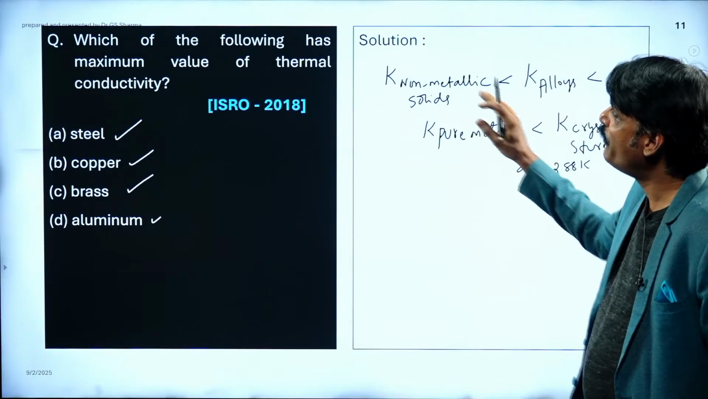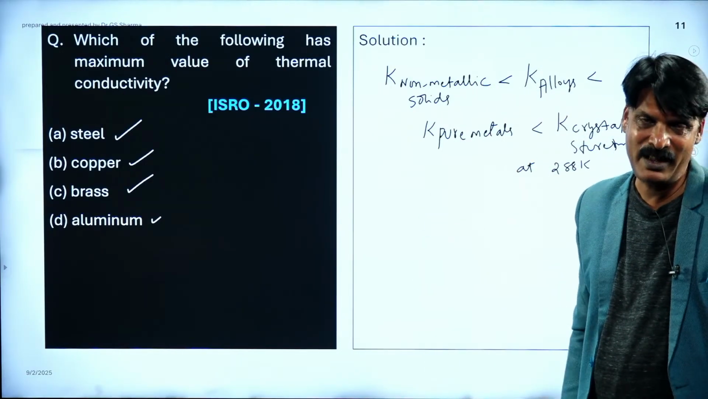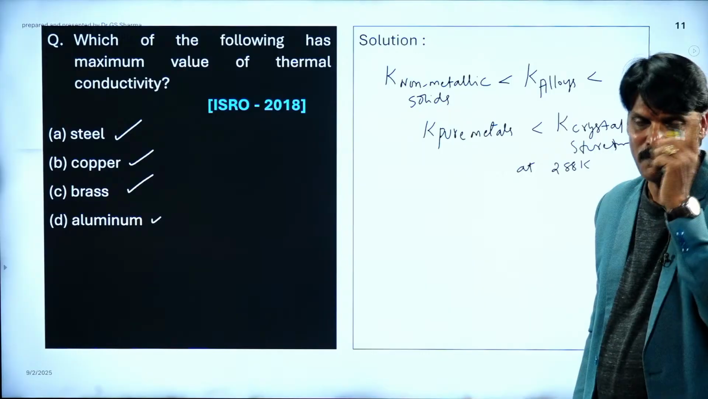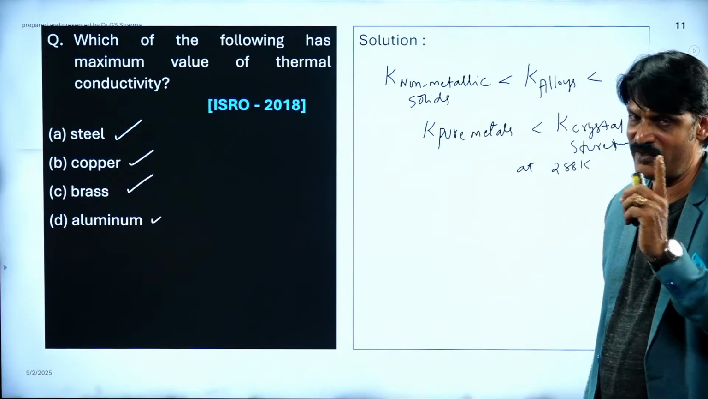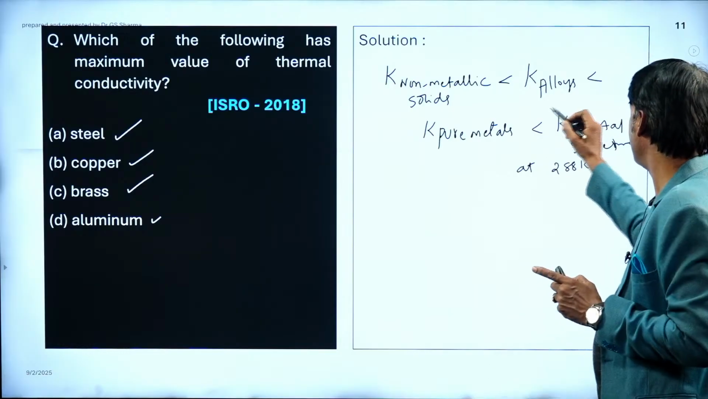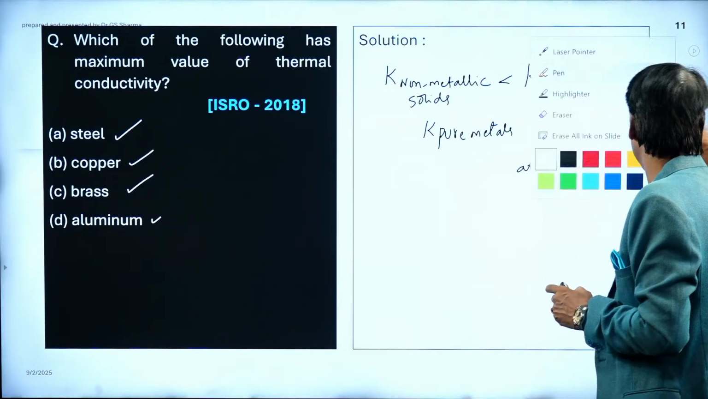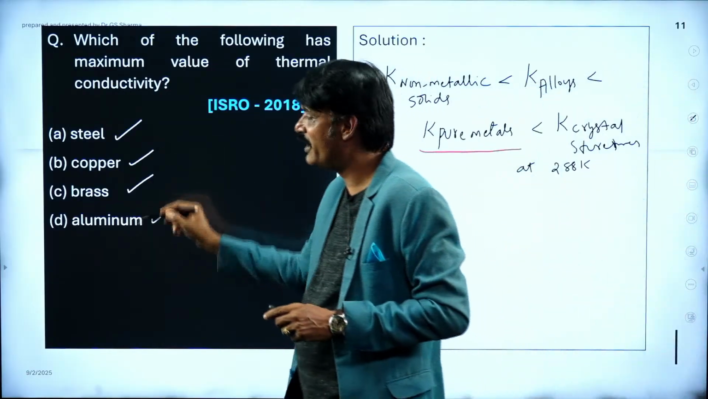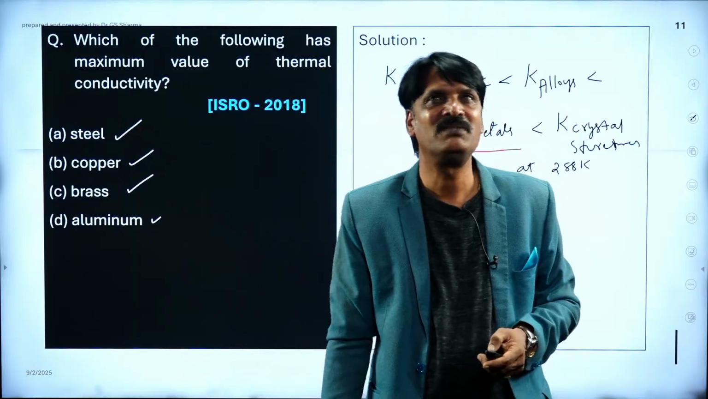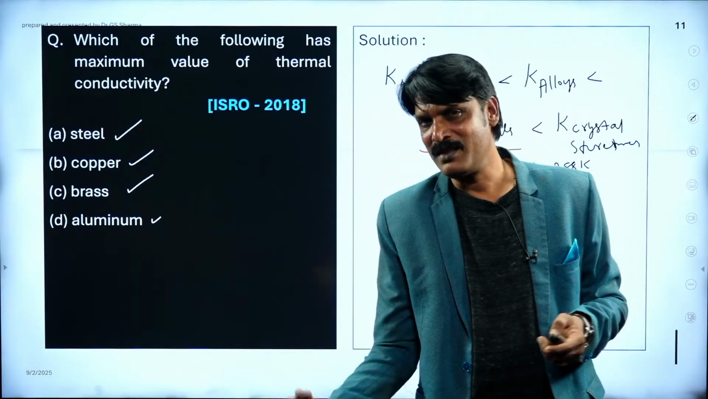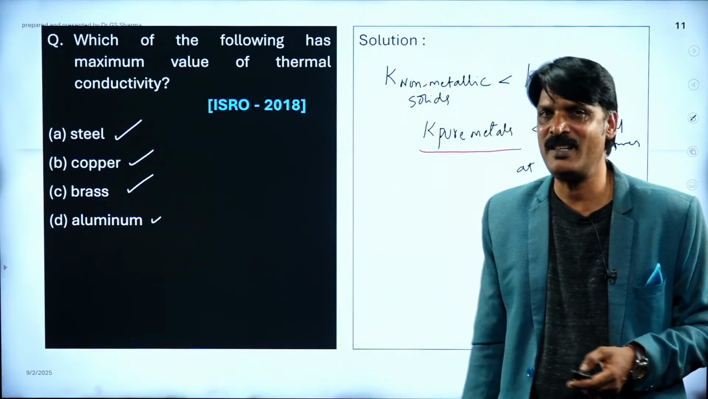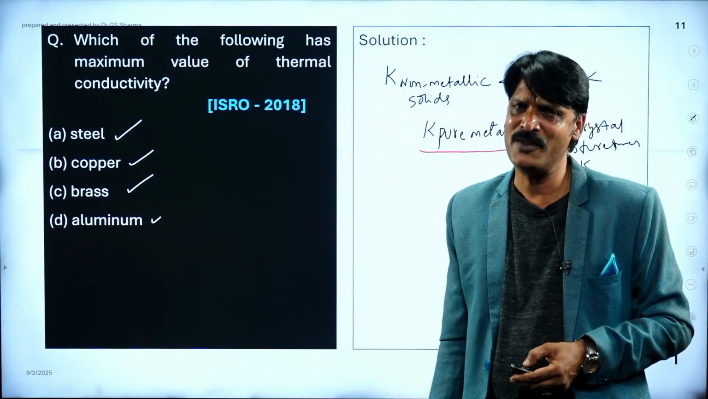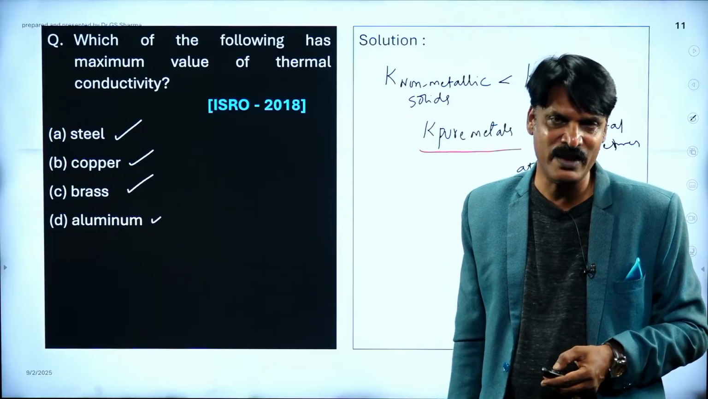So in this, which of the following has maximum value of thermal conductivity? Means one which is a good conductor of electricity is equivalently a good conductor of heat. So first point is that. Second is pure metals have highest thermal conductivity than alloys. So in this, pure metals are copper and aluminum. Copper has a thermal conductivity of around 389 to 401 watt per meter Kelvin. When you go for aluminum, 205 watt per meter Kelvin. Steel comes down to around 20 watt per meter Kelvin.